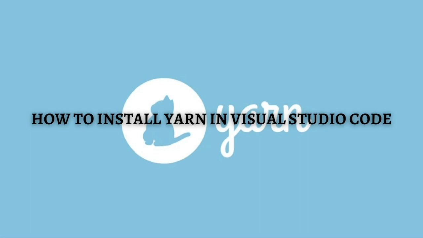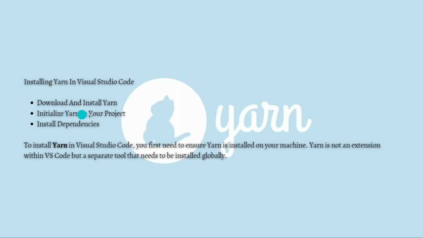So the first thing that you need to do here if you want to install Yarn in Visual Studio Code is to first download and install Yarn, initialize Yarn in your project, and then install dependencies. So I'm going to show you in the next part of this video the detailed instructions.